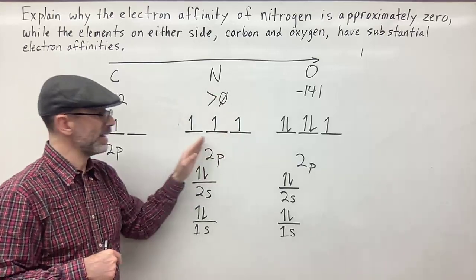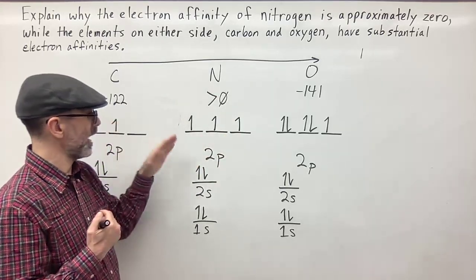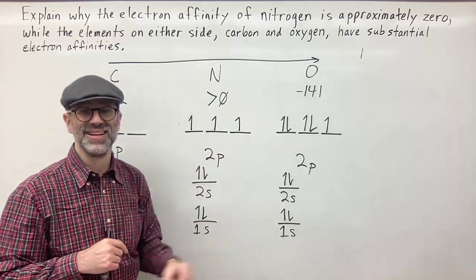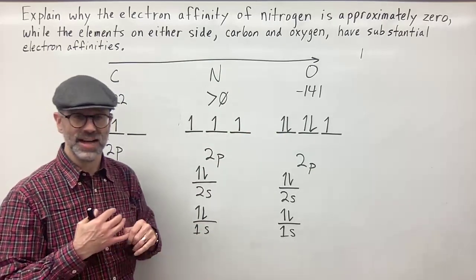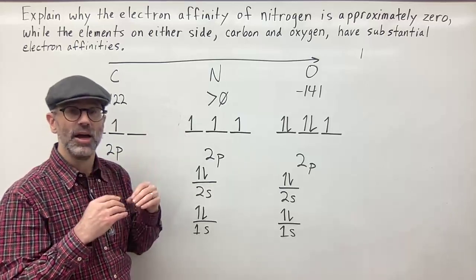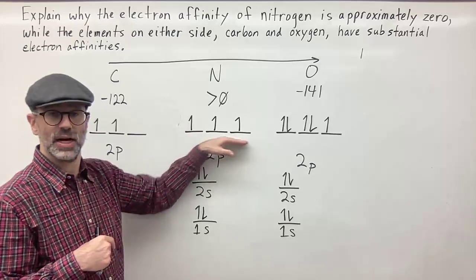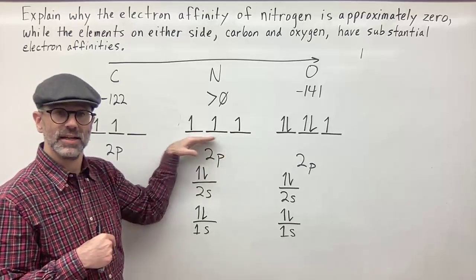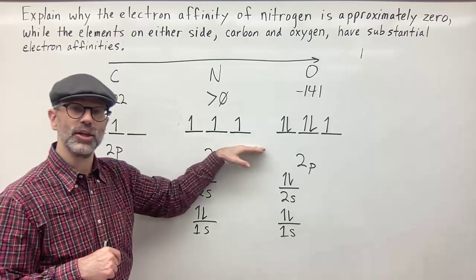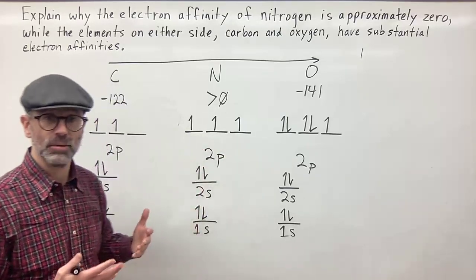But if you already have a full shell, right, or if you already have a half full shell, adding an electron to that, the electron affinity for that is not going to be good. The energy that's released is not going to be very high, or it's going to require energy to add that electron. And again, that's because you have extra stability when you have either a half full sublevel or a full sublevel.